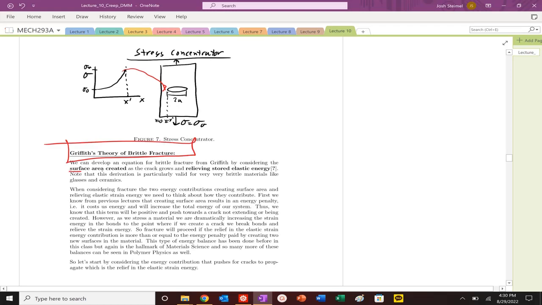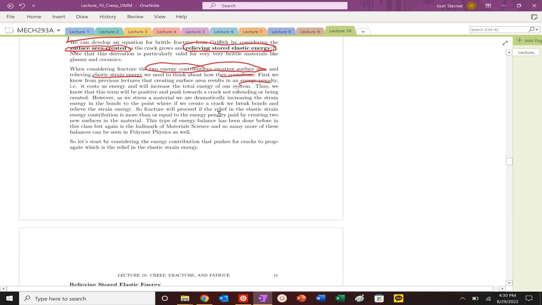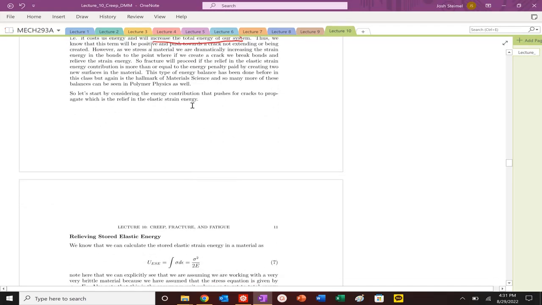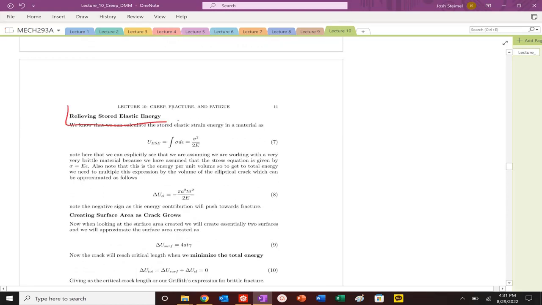So we can derive actually what is the critical crack length for a material to fracture by looking at an energy competition between the surface area created versus relieving your stored elastic strain energy. So we can break it down into these two contributions, and we can actually see what's going to happen and how do we minimize the total energy of our system. So again, fracture will proceed if the relief is greater than the cost of forming that surface area.